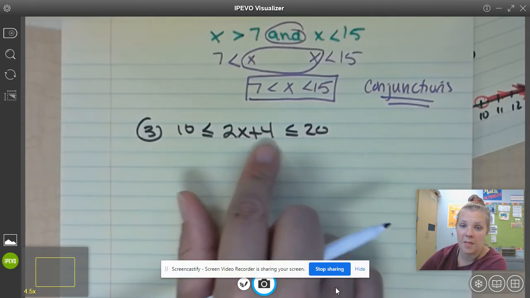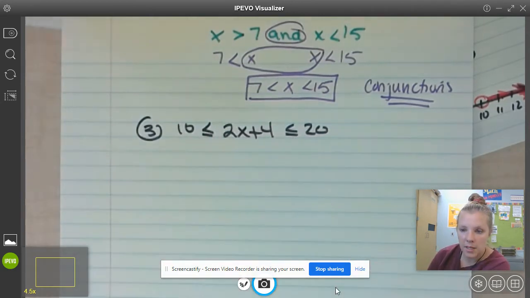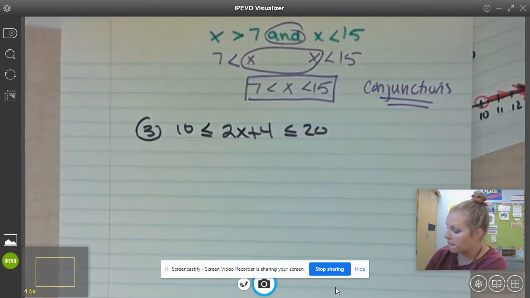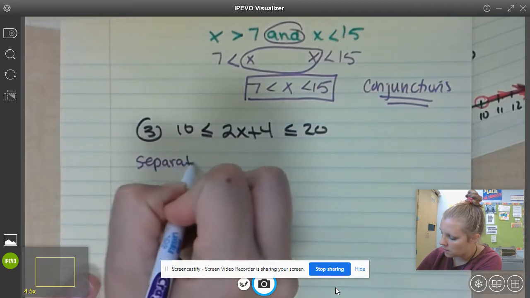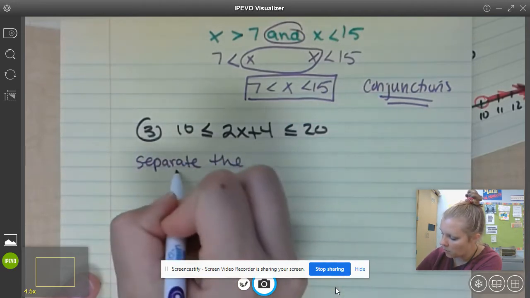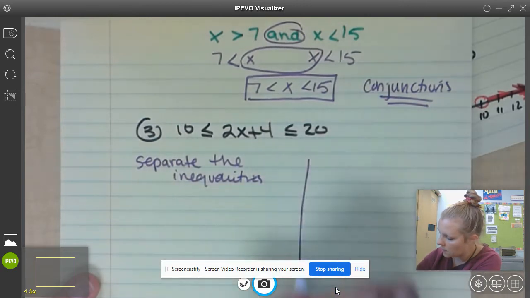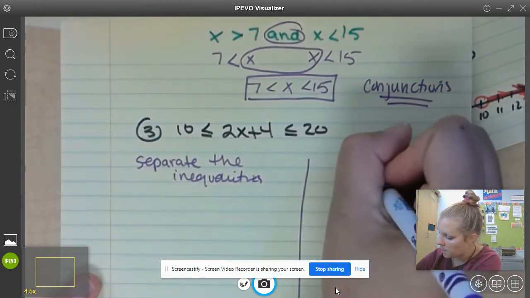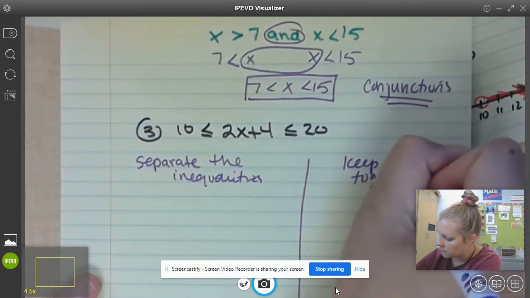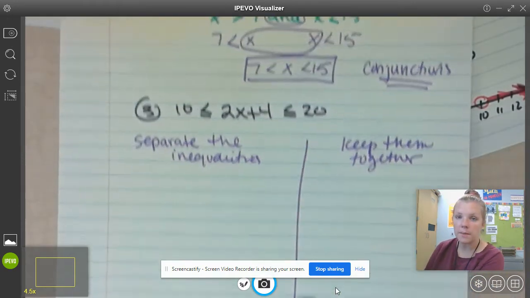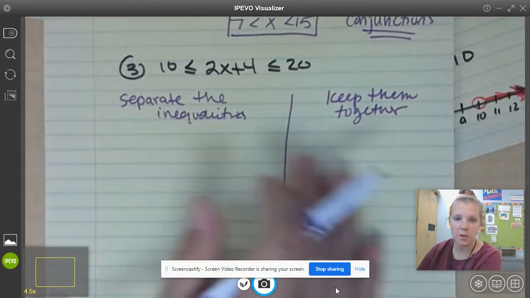I also know that this is confusing to look at. I'm going to show you two ways to solve these. You can pick which way. The first is to separate the inequalities. And the second way is to keep them together. All right, and then you can pick. This is going to be totally up to you, about which way you want to do it.